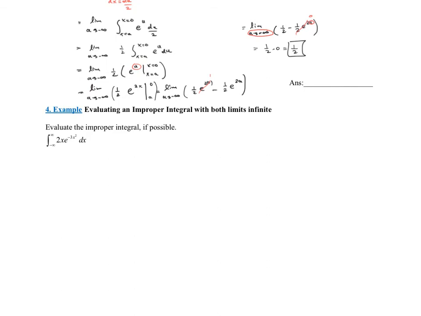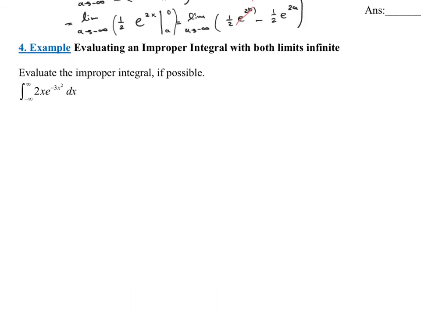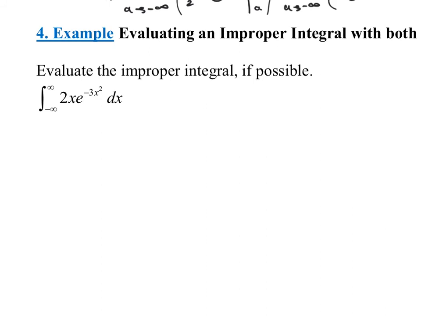All right, let's work on our last example together here. The last example is example 4. It says evaluate the improper integral if possible, and the integral is 2x e to the negative 3x squared from negative infinity to infinity with respect to x. This one's a huge pain because we actually have two separate integrals that we're going to have to do because we have two improper limits.